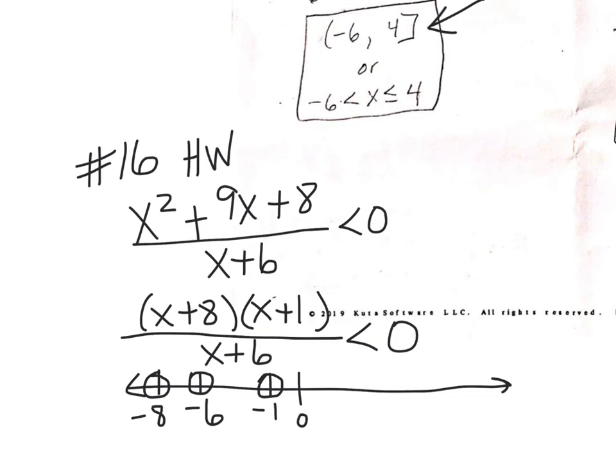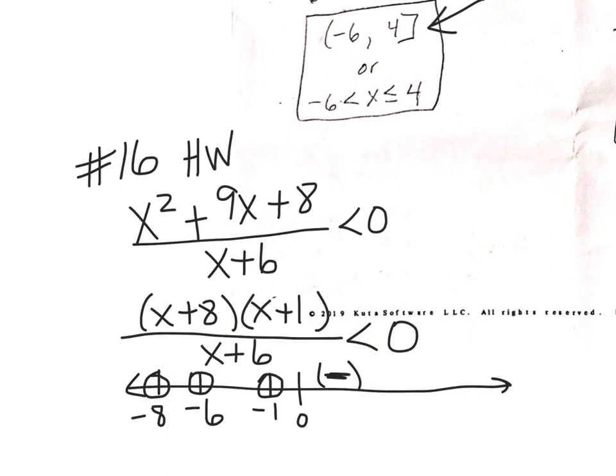So I'm going to start with the 0 since that's the easiest one to do. And I'm going to plug 0 in. I can plug it in up here or I can plug it in here. It doesn't matter. So I'm going to go ahead and plug it in here because I think it would be easier. So if I plug a 0 in here and a 0 in here and a 0 in here, I'm left with 8 over 6. Well, that's a positive 8 over 6. So the whole thing is positive. So I want that to be negative. So I know that in this region of my graph, that's not negative. So I'm not going to shade that part.